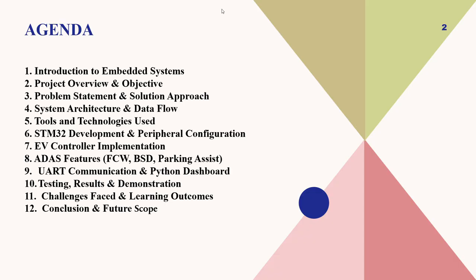Here we go. My agenda is to introduce embedded systems and project overview and objective, what I have learned from this internship and how I gained the experience, all the tools used here, problem statement and solution approach, and also system architecture and data flow, tools and technologies used, STM32 development and peripheral configuration, EV controller implementation, ADAS features, UART communication and Python dashboard, how I tested and results and demonstrations, how I faced the challenges, how I learned, the outcomes, conclusion, and future steps.